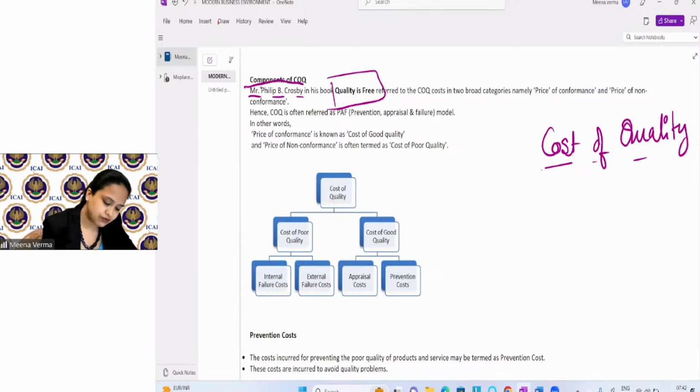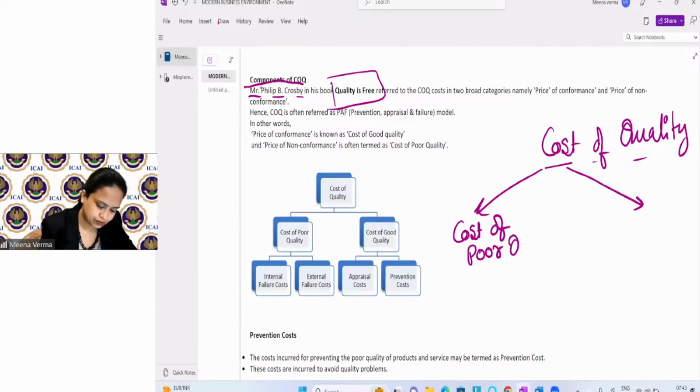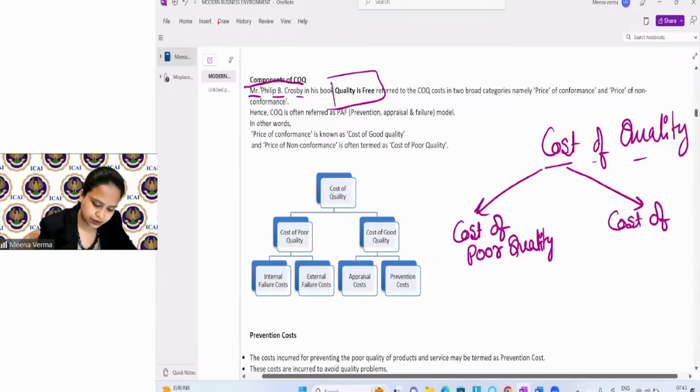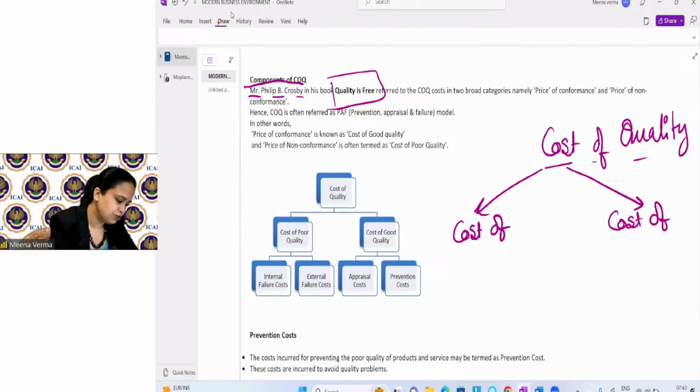Here, if you will see, they have classified cost of quality into two forms. One is cost of poor quality, and the other is cost of good quality. Cost of good quality and cost of poor quality.